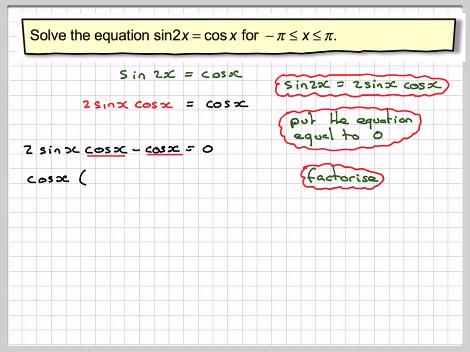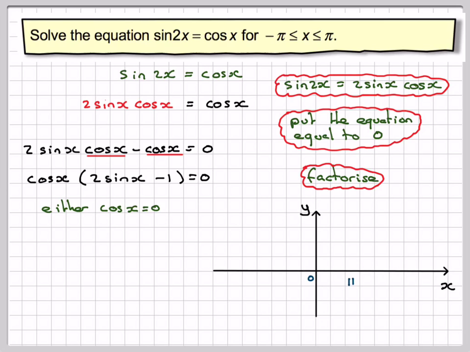So we've got cos x. In the bracket we've got 2 sine x, and minus 1. You can always check by multiplying back in. Is equal to 0. So either cos x is equal to 0. If cos x is equal to 0, it's better to look at the graph, but we're solving between minus pi and pi, so making a graph there.